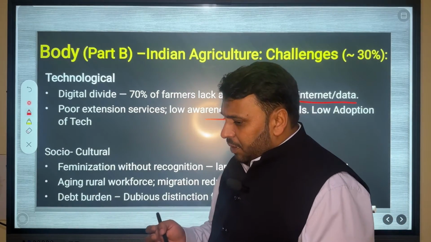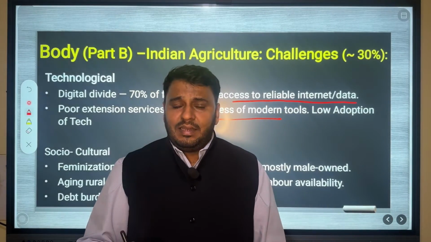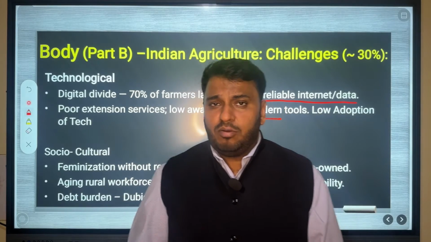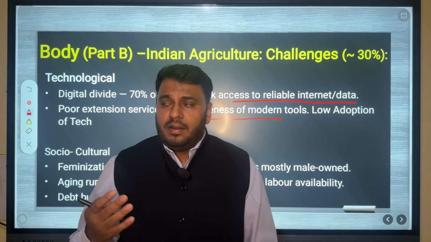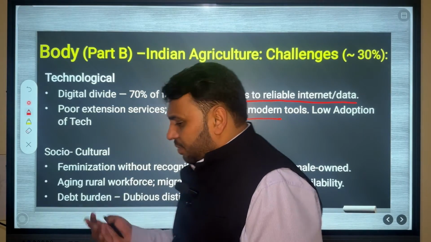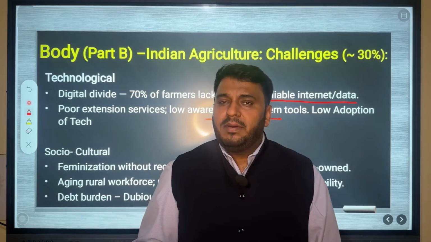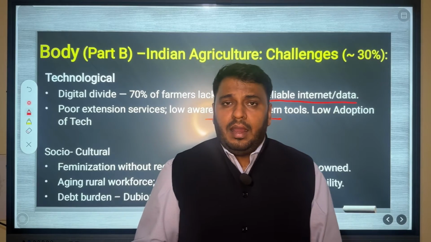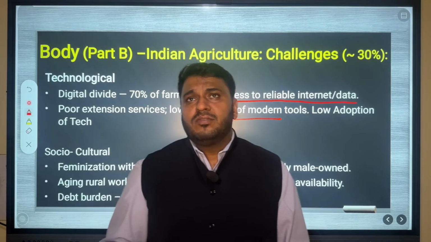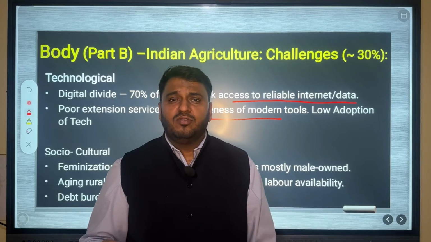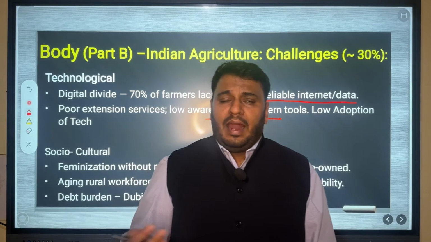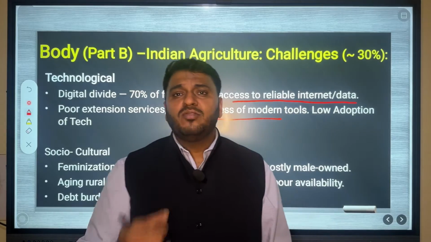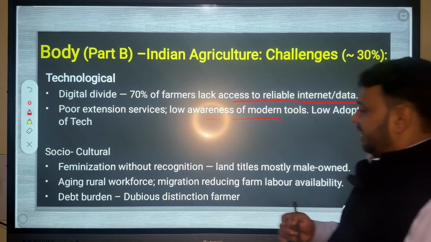Even after so much financial inclusion, India still lacks proper financial instruments to cater to the farmers well. They still have to get back to money lenders who charge exorbitant rates, leading to a debt trap, and this has led even to farmer suicides. Okay, next.